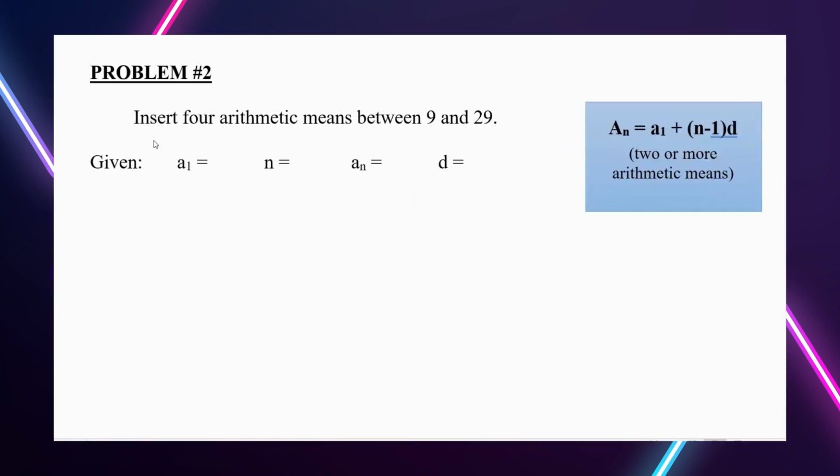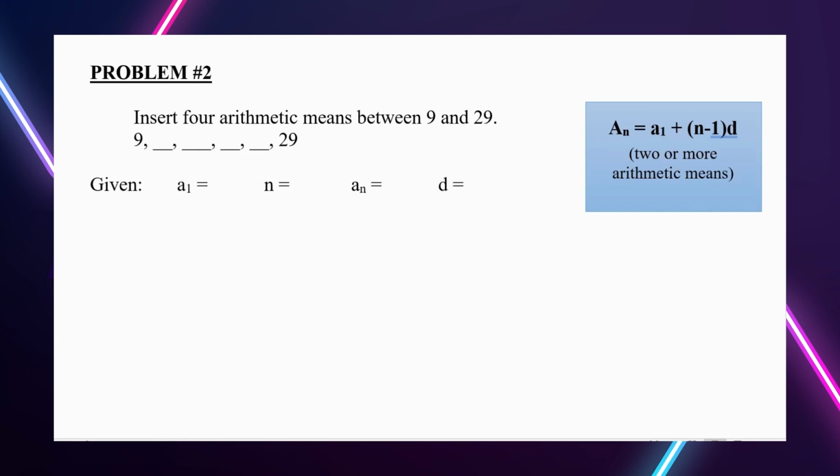Paano naman kapag 2 or more arithmetic means ang hinahanap natin katulad na lamang ng problem number 2? Insert 4 arithmetic means between 9 and 29. Upang mas maunawaan natin ang problem number 2, let us illustrate the given problem. So therefore, we can have 9. At ang ating hinahanap na arithmetic means na 4. 1, 2, 3, 4, and the last term which is 29.